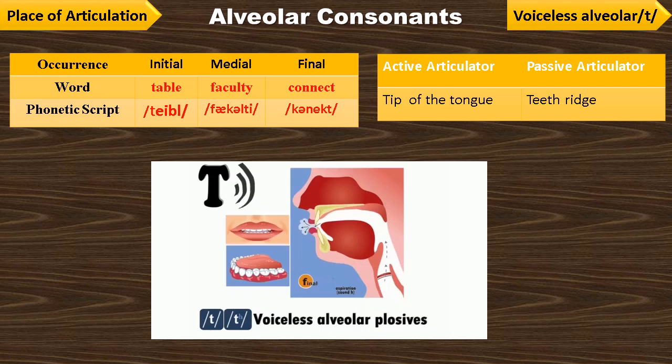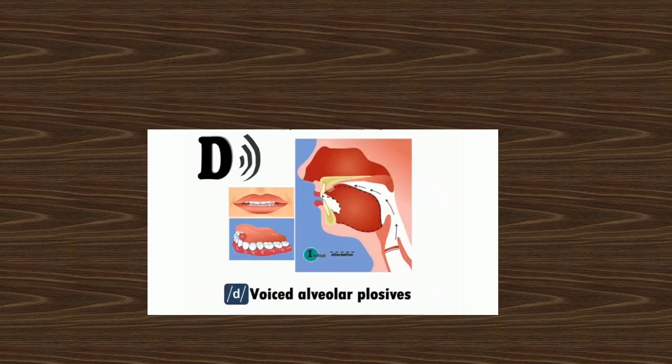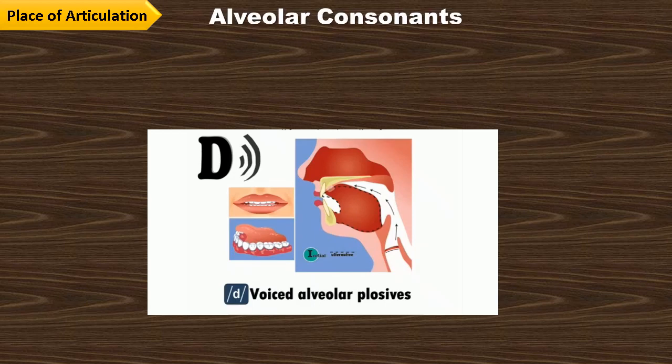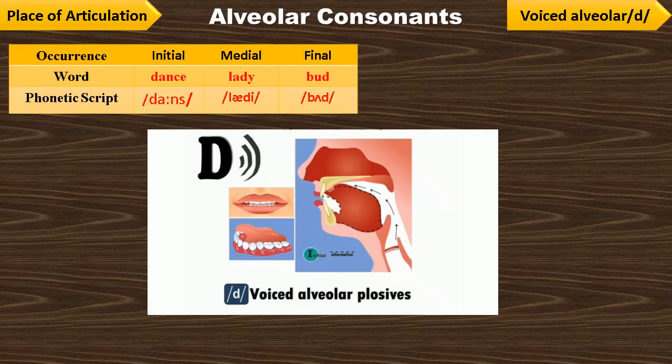It is a voiceless alveolar t, t, t. It occurs initially as in the word table, medially as in the word faculty, and finally as in the word connect. Next, we can see the alveolar consonant d.